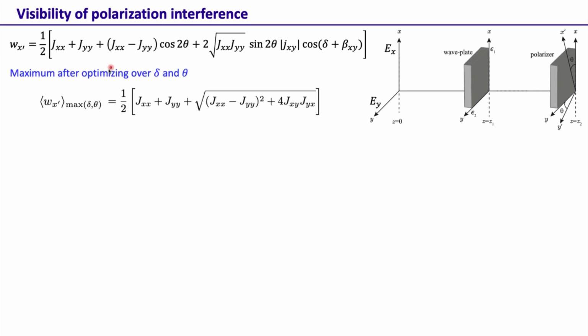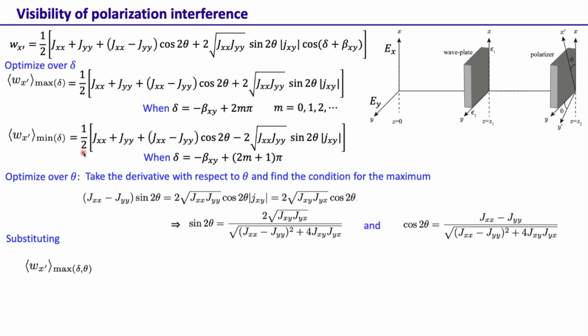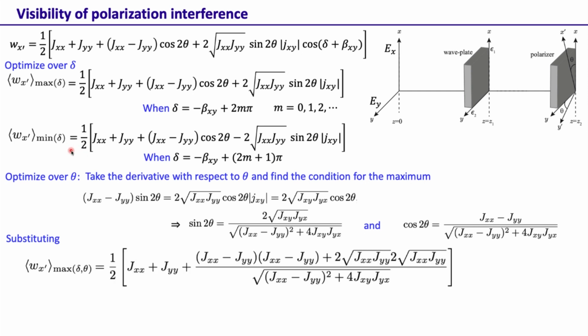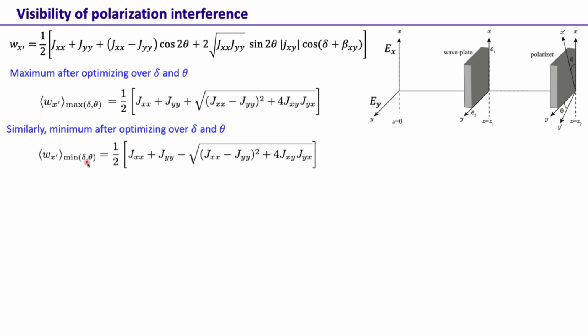Okay, so that's the intensity expression, and this is the expression for the maximum of the intensity maximized over delta and theta. So that is the expression given in terms of jxx, jyy, jxy, jyx. Similarly, we can also do the minimization by optimizing over delta and theta, and for that we take the omega x prime expression that we had, take this minimum expression and then minimize it over theta. So if we do that, then the expression we get is Wx prime minimized over both delta and theta is this quantity. So this is the maximum over delta and theta, and this is the minimum over delta and theta.